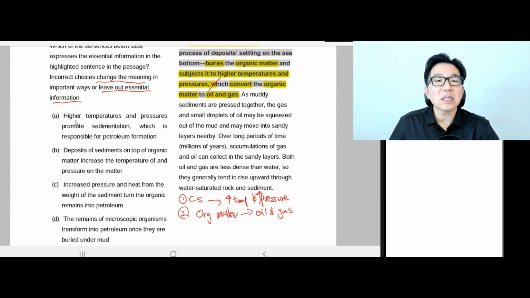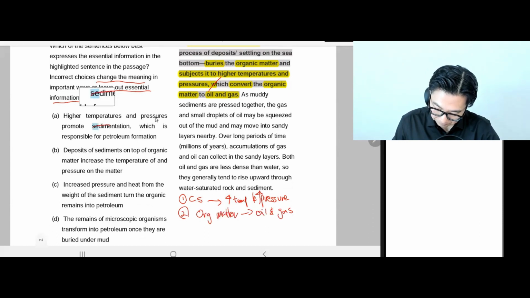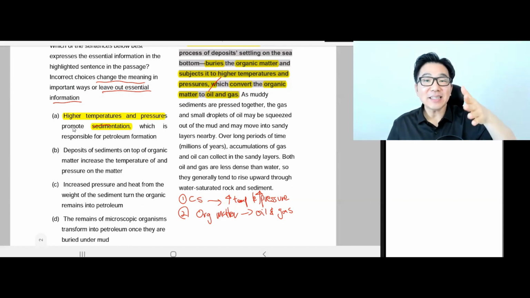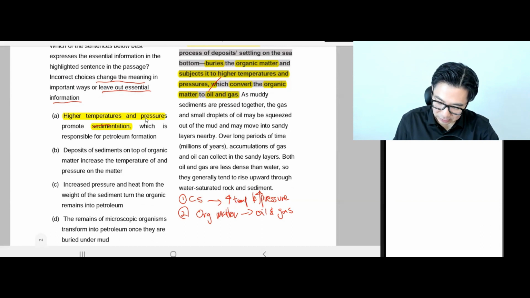Sedimentation promotes higher temperature and pressure of sediments, right? Okay, so this is the cause, and this is the effect, not the other way around. It's opposite. So it's saying higher temperature and pressure cause sedimentation. No, sedimentation makes it subjected to higher temperature and pressure. Got it, right? Cool. So this is completely wrong.